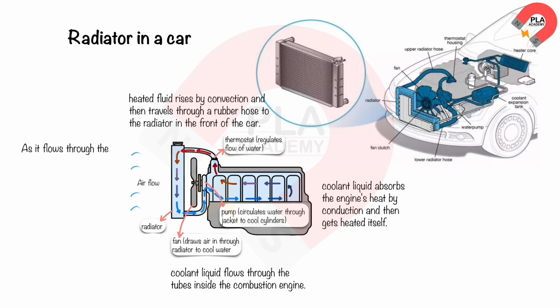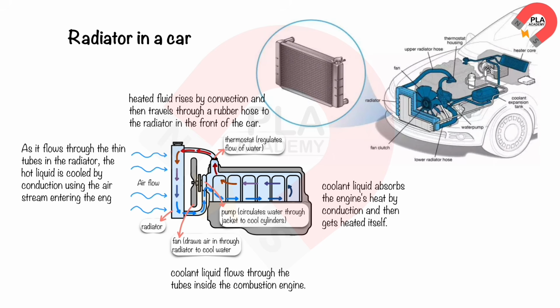the car. As it flows through the thin tubes in the radiator, the hot liquid is cooled by conduction using the airstream entering the engine compartment from the grille in front of the car. Once the fluid is cooled, it returns to the engine to absorb more heat. The air picks up heat from the coolant by convection. Heated air is blown away by the fan, and colder air replaces it.